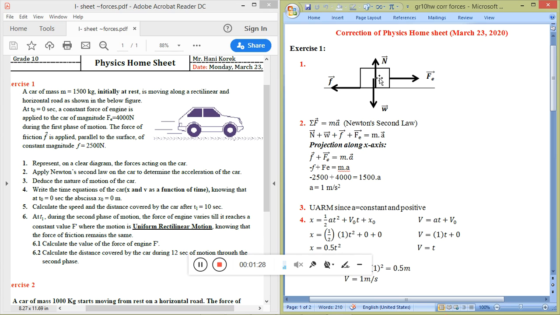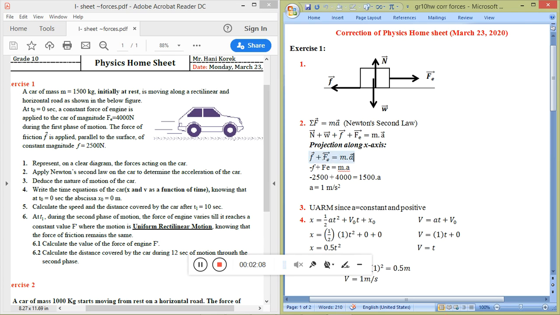Then we're going to project along either the x or y axis. The motion is along the x axis, not the y axis. Along the y axis, the normal and the weight cancel each other. So the projection along the x axis involves just the friction and the engine. So the friction and the engine equal ma. We have only two forces along the x-axis, the friction and the engine.